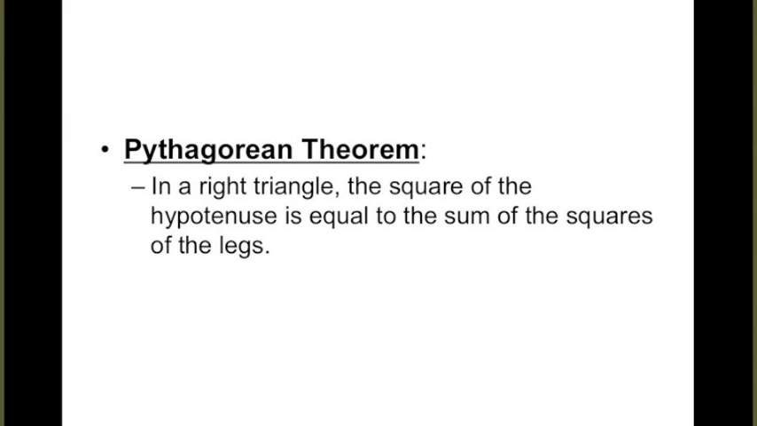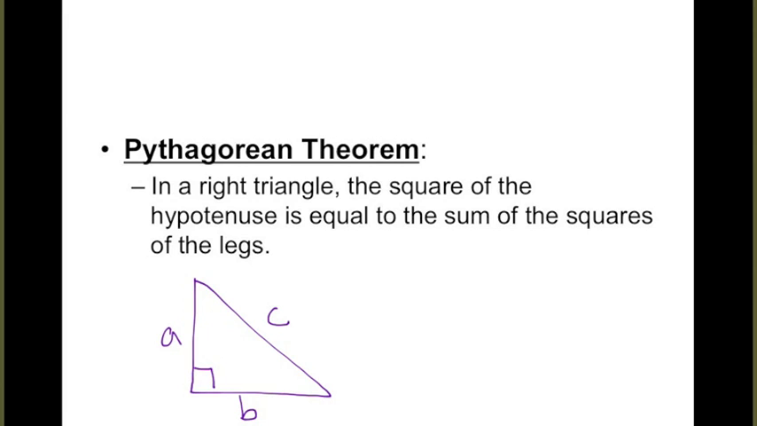We tend to think about this in a formula. So if I draw a picture of a right triangle, it says in a right triangle, then in that right triangle, I'm going to label the legs A and B. It doesn't matter which is which, but I'm going to label the hypotenuse C, and that's important. The hypotenuse always needs to be C.